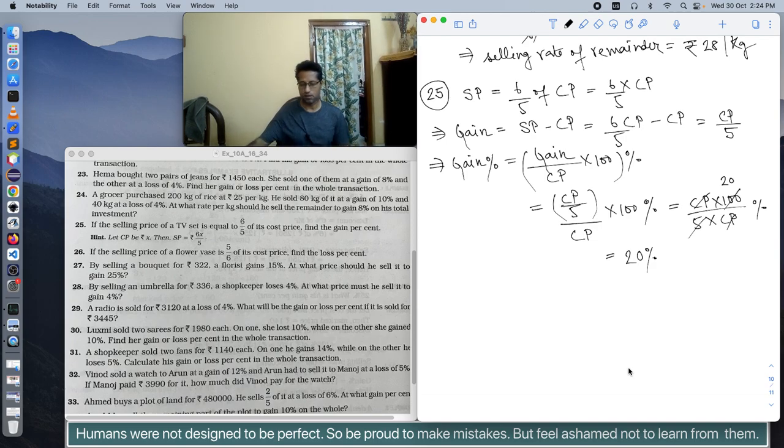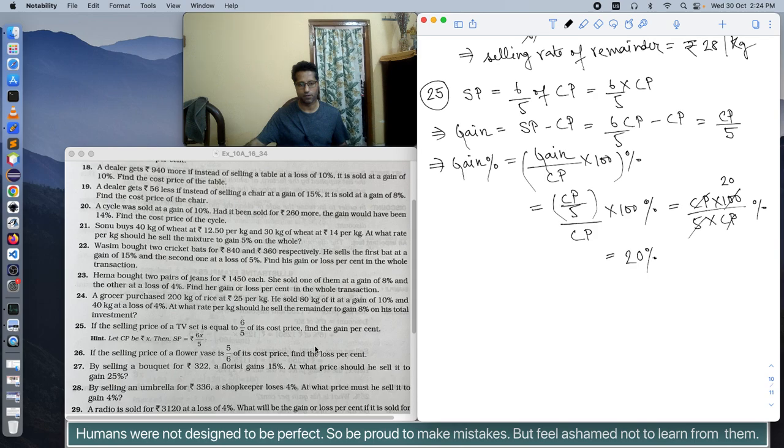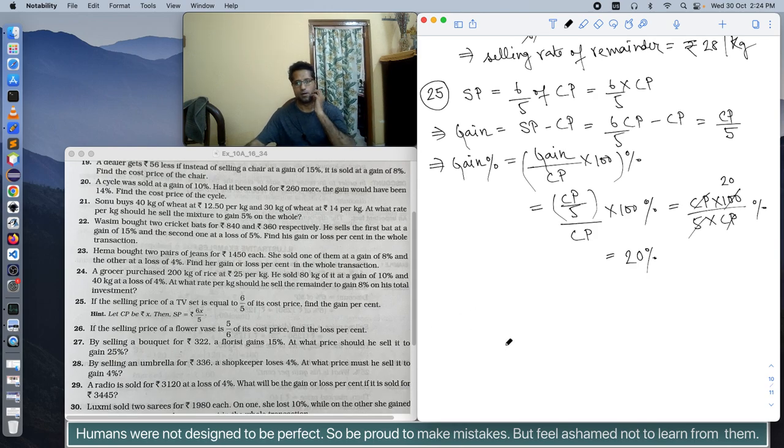So with this I come to an end in solving question number 16 to 25. I hope solving these problems will give you a good idea of how to apply the concepts of profit and loss to solve this kind of problems.